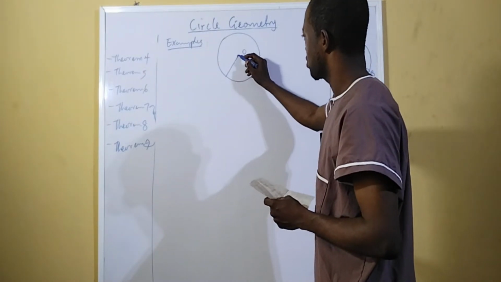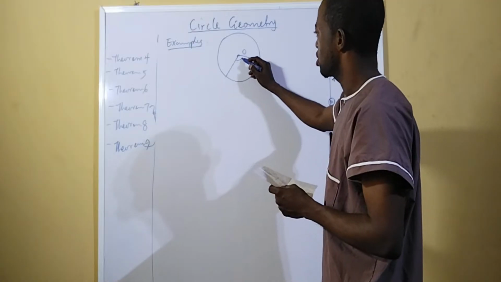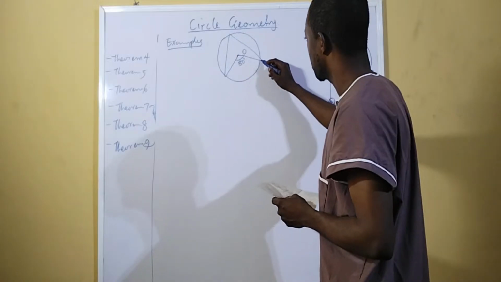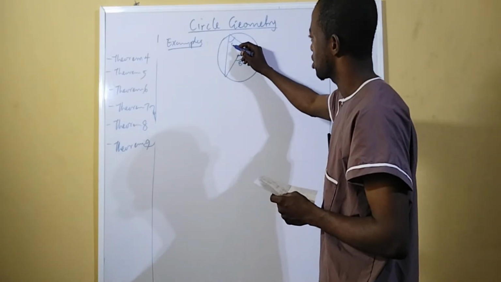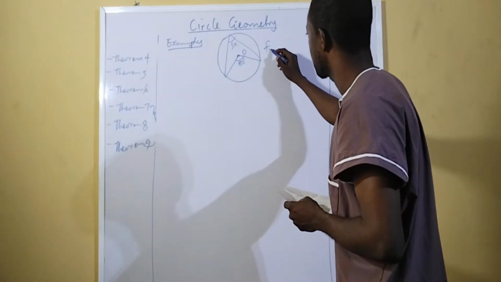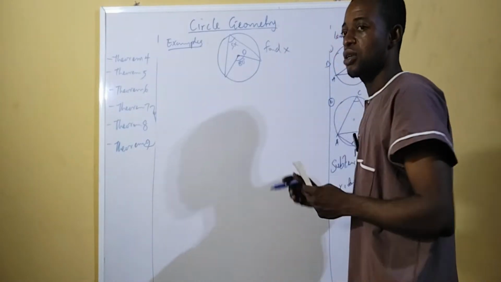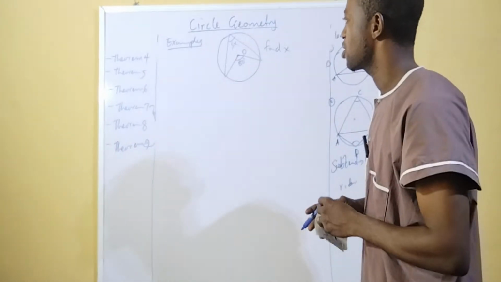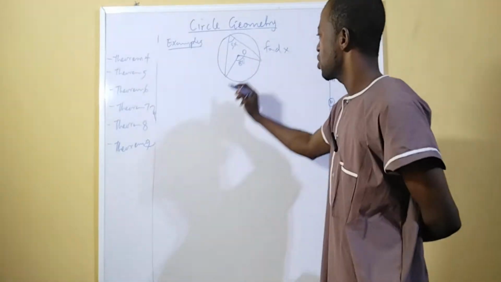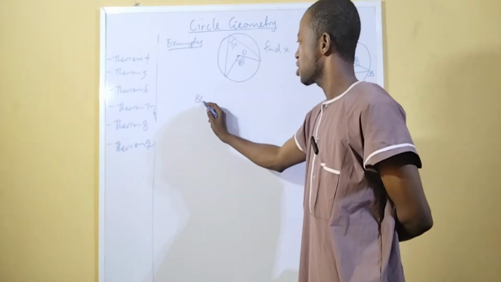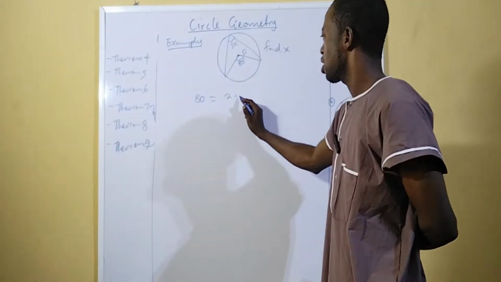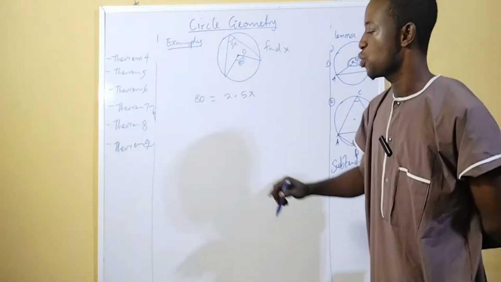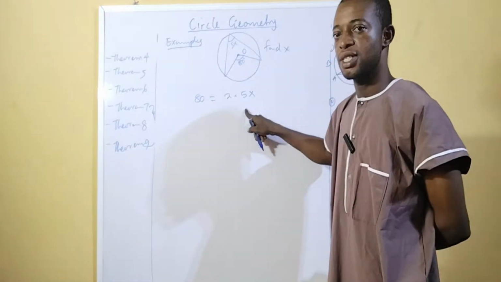And we have these two lines, which are radii. This angle at the center here is 80 degrees. Here, we are given this angle at the circumference as 5x. And the question says find x. Now, here, the application of the first theorem, that's theorem 1. We have the angle at the center, that's 80. And we know the angle at the center is 2 times the angle at the circumference. So that is the simple thing we need here. So that means we have 80 equals 2 times 5x.